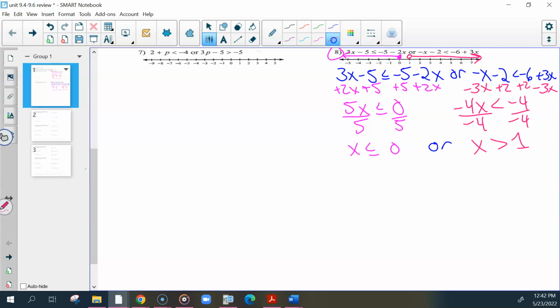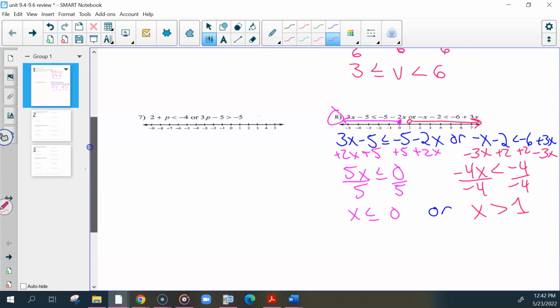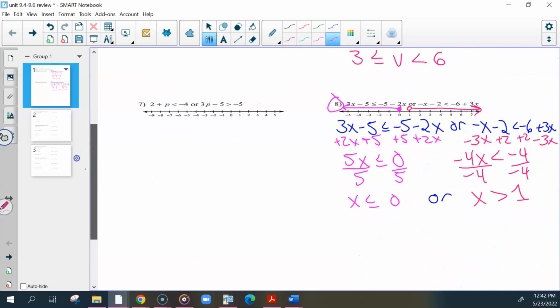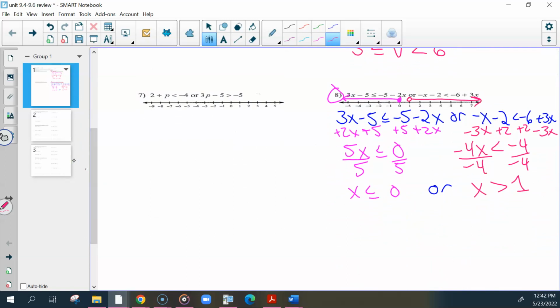Before we move on to the next section, do we want to see either of the other two, 5 or 7? Hydrated. Stay hydrated.